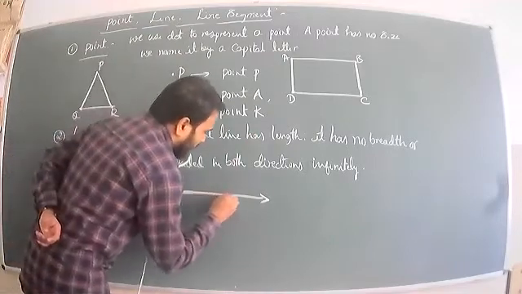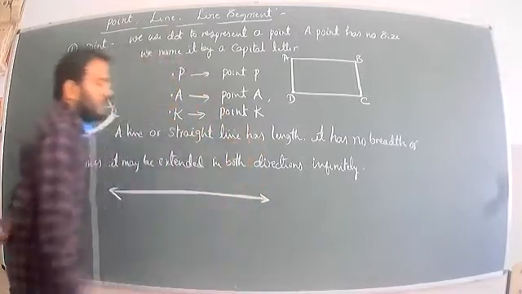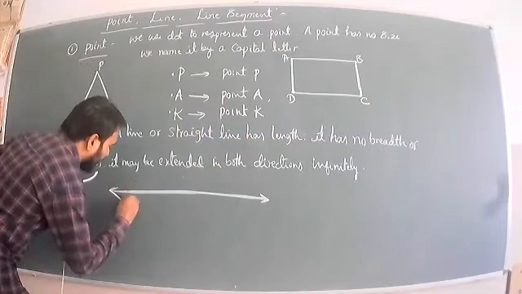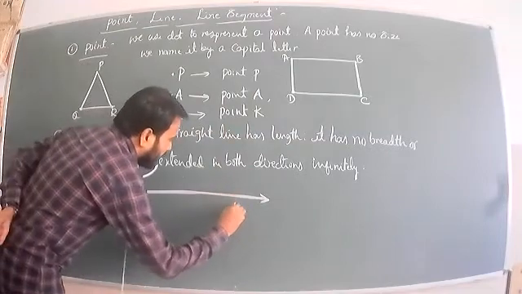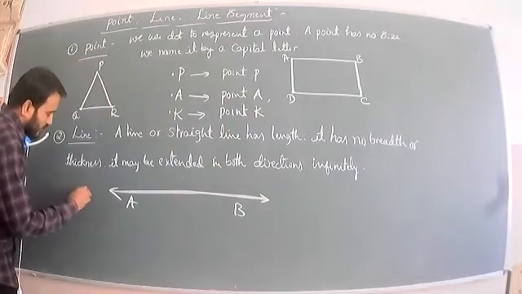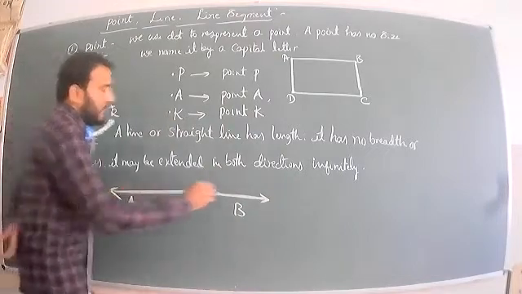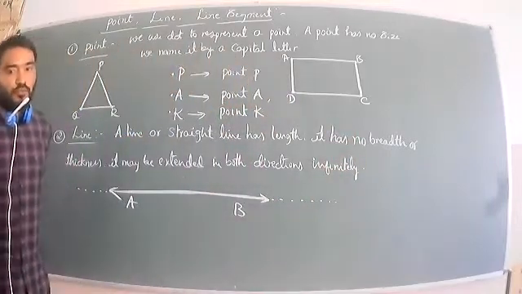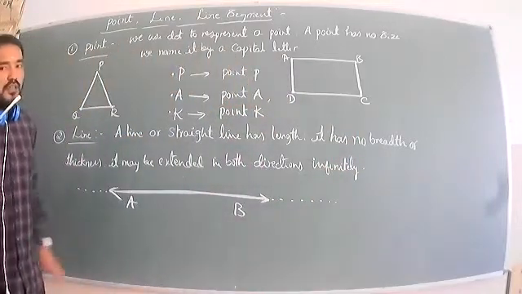This is the line. So we can use the points A, B. Guruji, it can be extended on both sides. So here it can be extended, you can extend it here. It can be extended on both sides. So this is called a line.